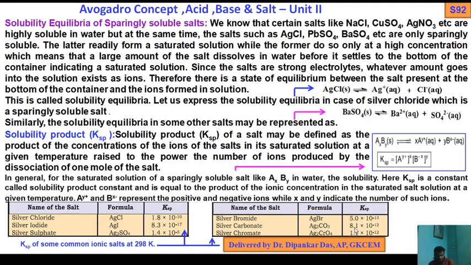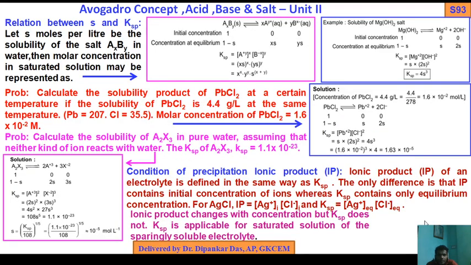Don't try to remember these values. The values will be given in a numerical problem. So don't memorize the values, but you should know the formula of the corresponding salts. We also know the expression of Ksp, [A^(y+)]^x [B^(x-)]^y. So that is the expression of solubility product, very important. Next, move on to the next slide.